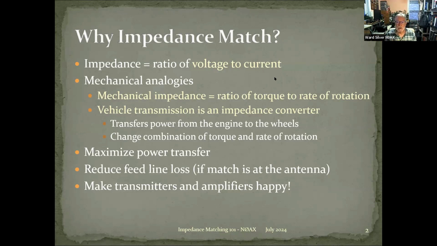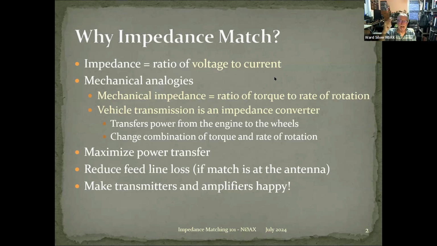Vehicle transmission is an impedance converter. That's what it does. Mechanical impedance converter. It transfers power from the engine to the wheels. And what it does is it changes the combination of torque and rate of rotation so that the engine always runs close to where its optimum impedance is. Just like tuning up a transmitter, that's what your transmission does in a car, so that your engine runs at 2,000 or 2,500 RPM or 3,000, whatever it likes, wherever it's optimized.